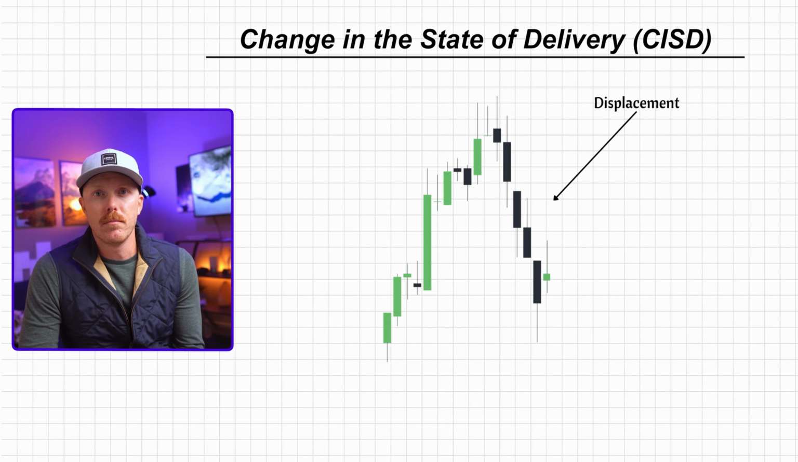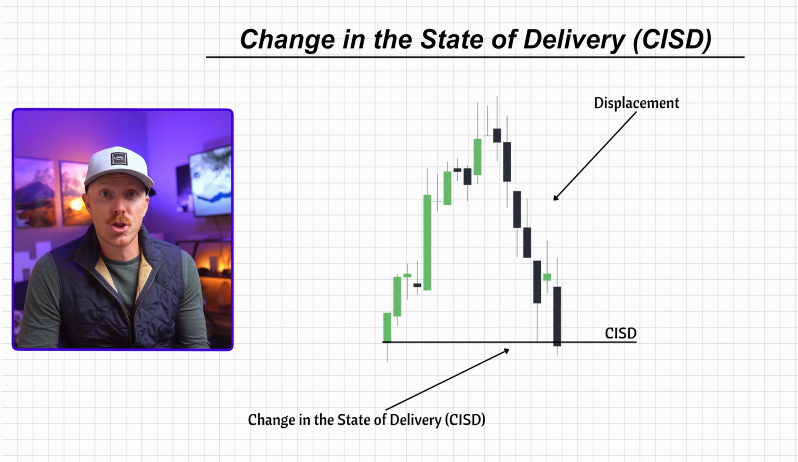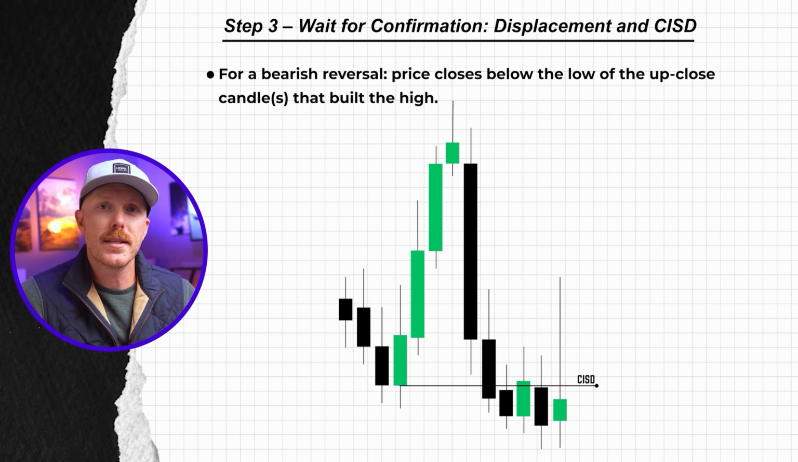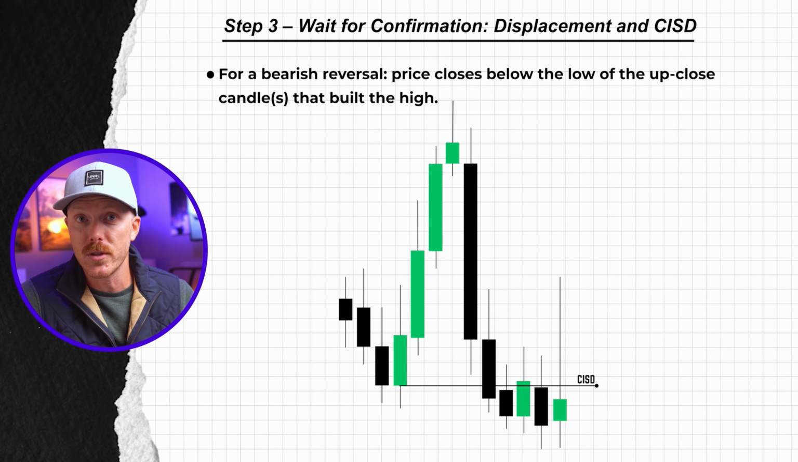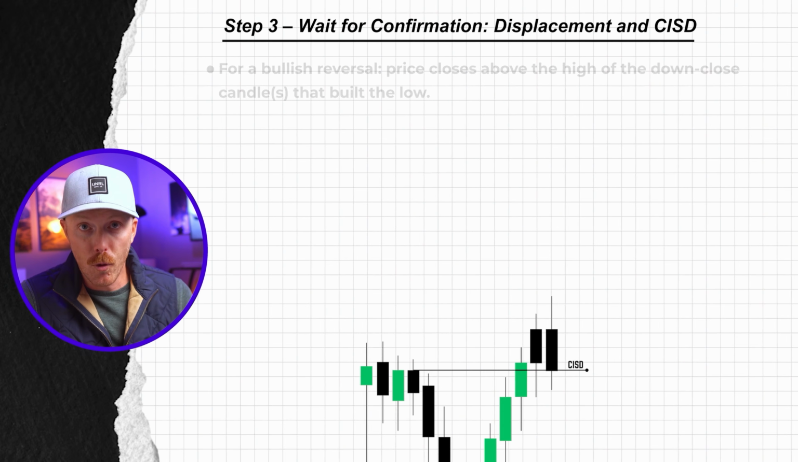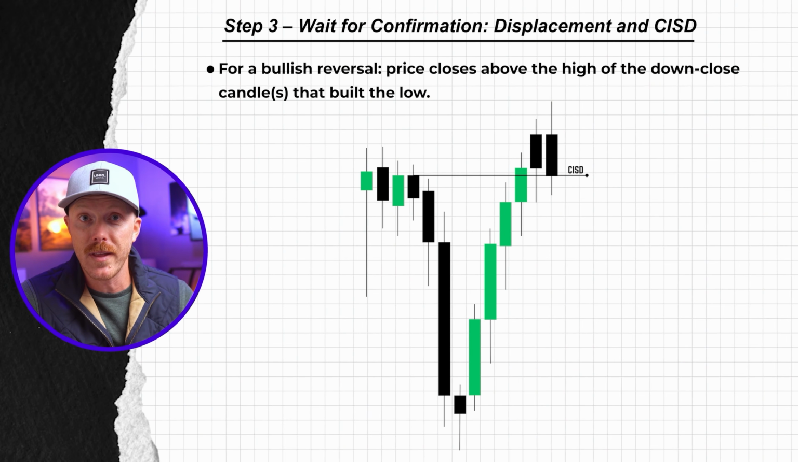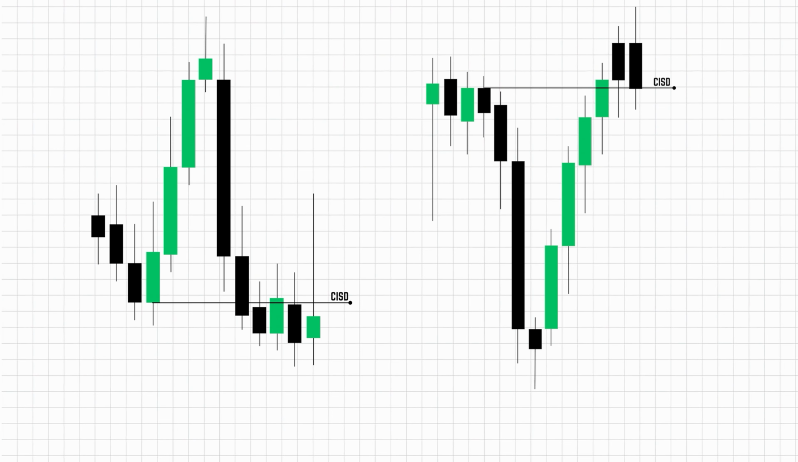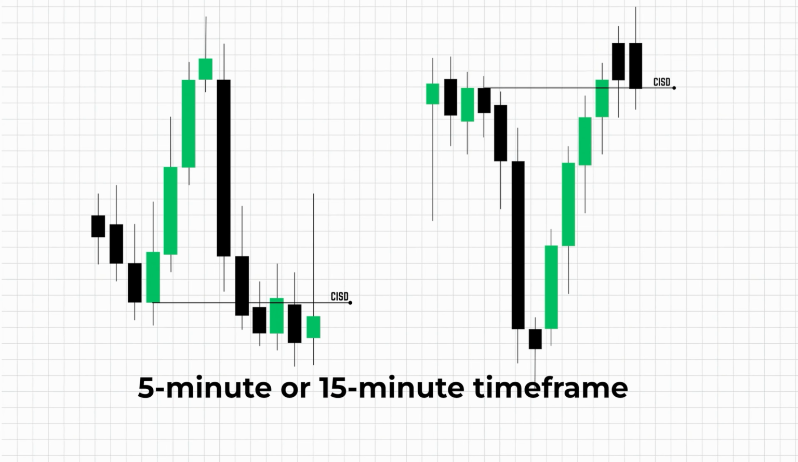Displacement says momentum. Change in state of delivery says structure has shifted. I want both. For a bearish reversal, price closes below the low of the up close candles that built the high. For a bullish reversal, price closes above the high of the down close candles that built the low. These closes are the change in state of delivery that I'm looking for. I prefer to see these on the 5-minute or the 15-minute time frame, which is even stronger. Waiting for displacement plus the change in state of delivery filters the fake outs and leaves you with confirmed reversals.